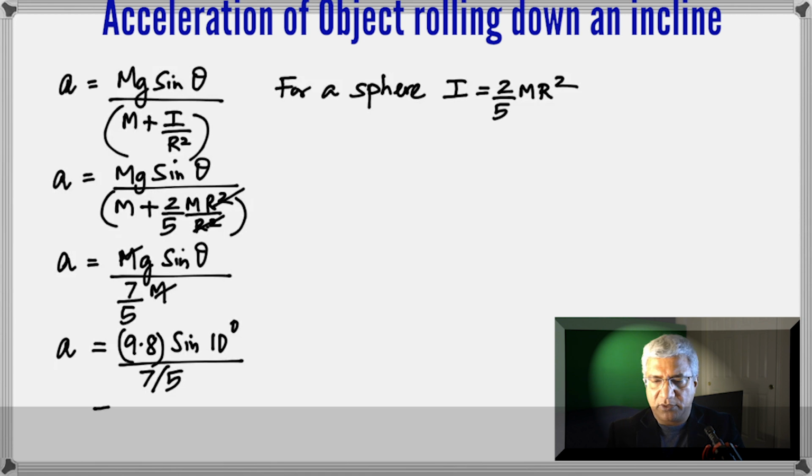All right. And if you consider that the angle is 10 degrees, I'm assuming that it's rolling down an incline of 10 degrees, then you would get the acceleration as 1.21 meter per second squared. You see that as the angle increases, of course, the acceleration increases. So that's how we do that question.